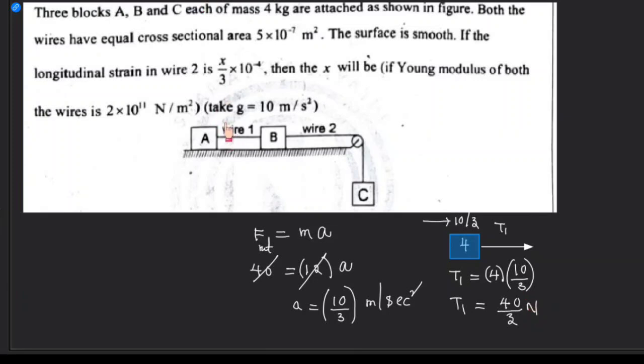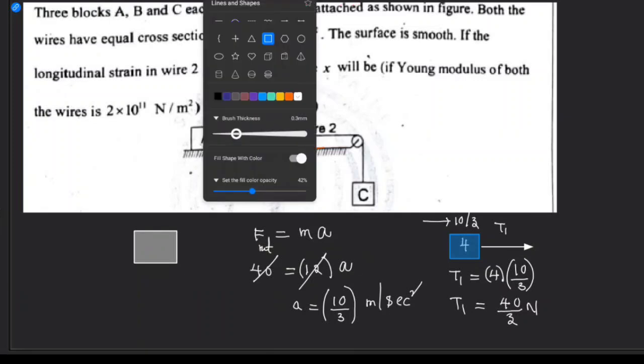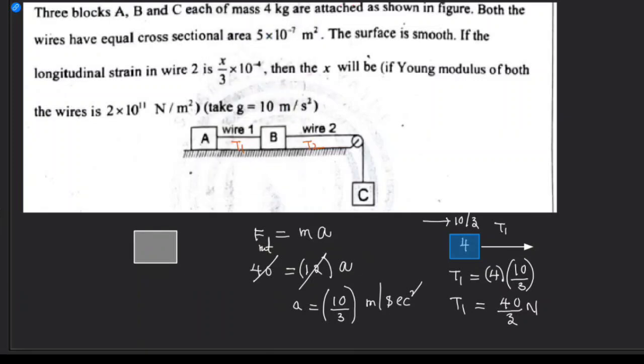So here this is the tension T1, and you have to calculate this tension T2 also. So now if you draw the free body diagram for this block B, now what happens here? Now there are two forces acting on this block.